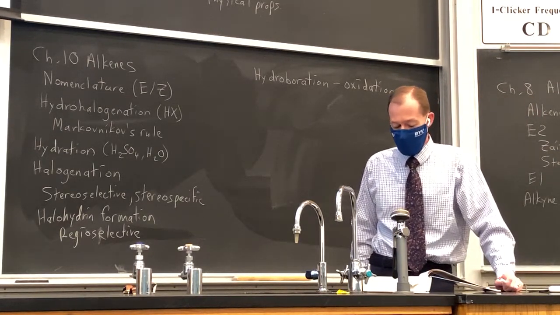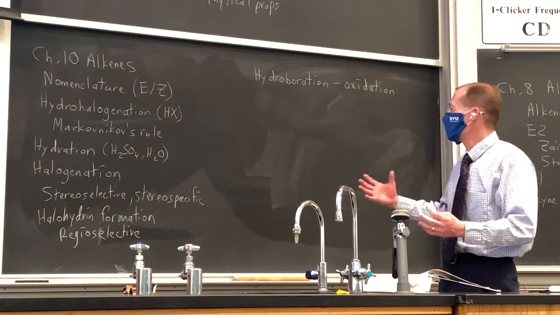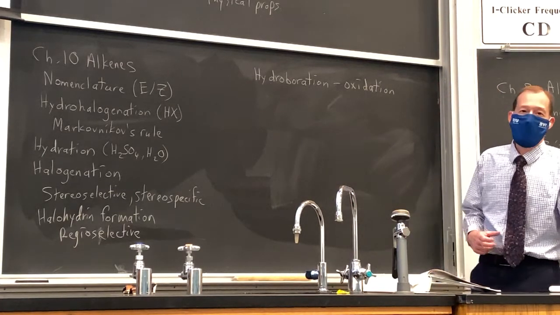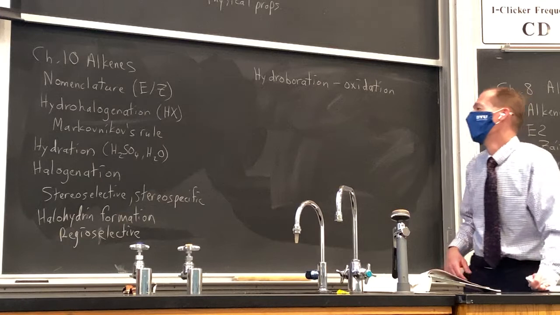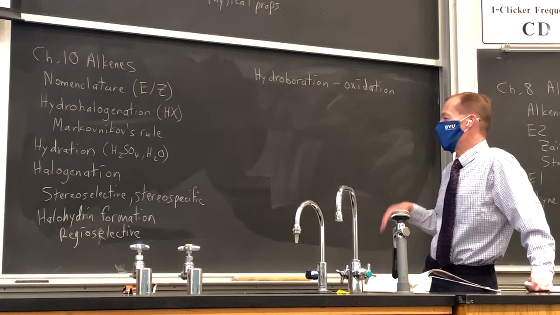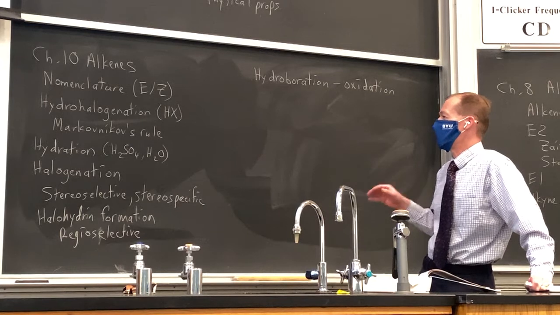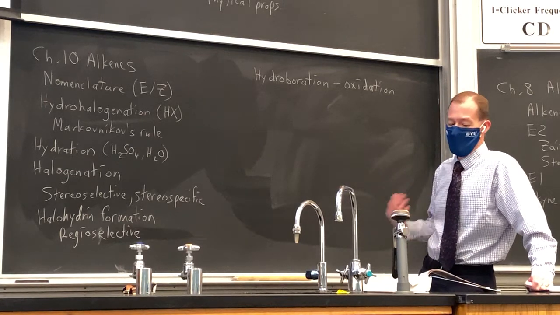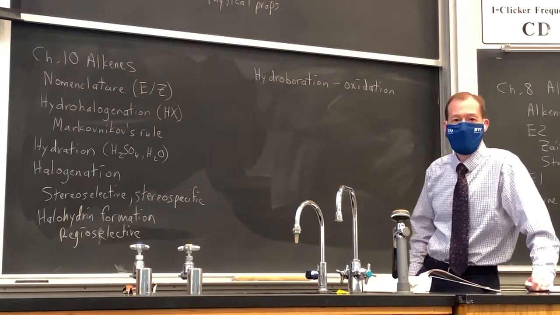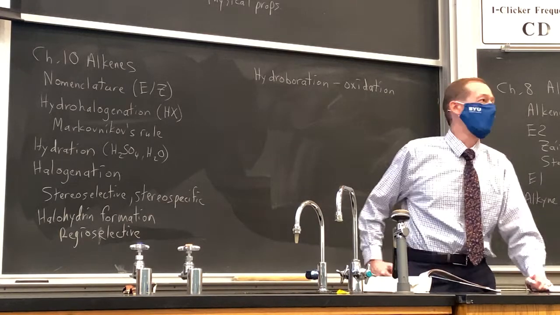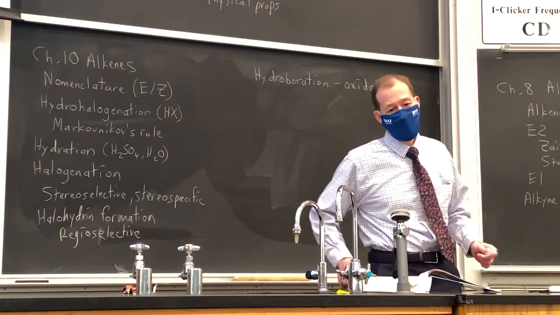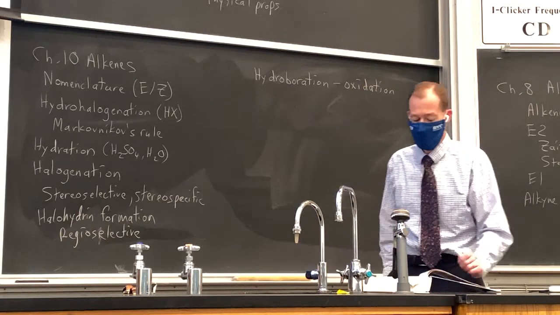So lots of different reactions, 5 different reactions in chapter 10, but 3 different mechanisms because halogenation and halohydrin formation are very similar. Hydrohalogenation and hydration are also very similar. So understanding the mechanistic similarities of the reactions in chapter 10 can help us to understand those reactions themselves.